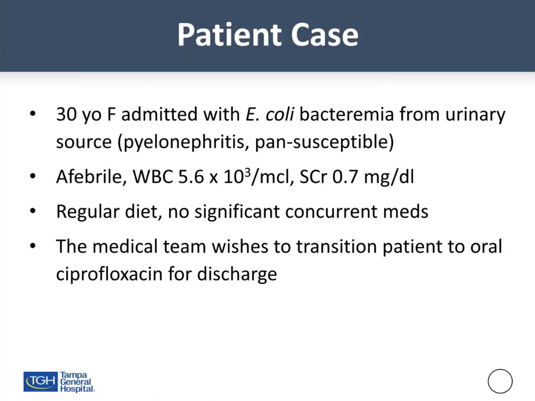So we're going to take a step back, quickly go through a patient case. I will say that I made up this patient, and I'm really just trying to get a very obvious answer conveyed here. So don't shoot the messenger, but this 30-year-old female admitted for E. coli bacteremia from a urinary source. You identify as pyelonephritis, and the E. coli is pan-susceptible. So anything you would see on your susceptibility panel says S.